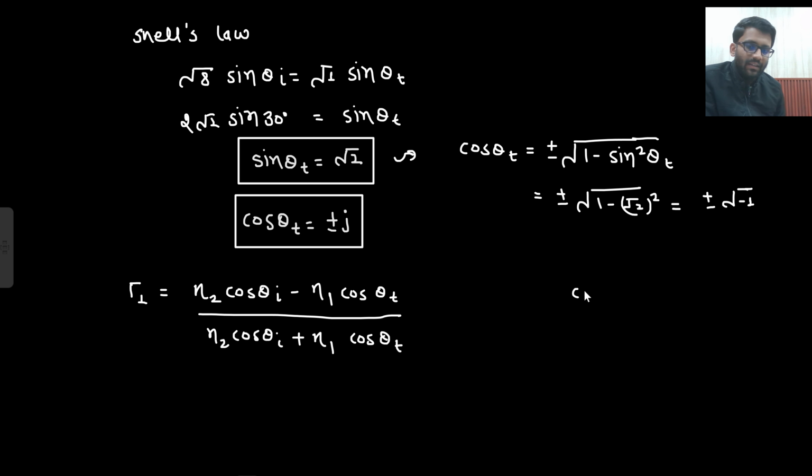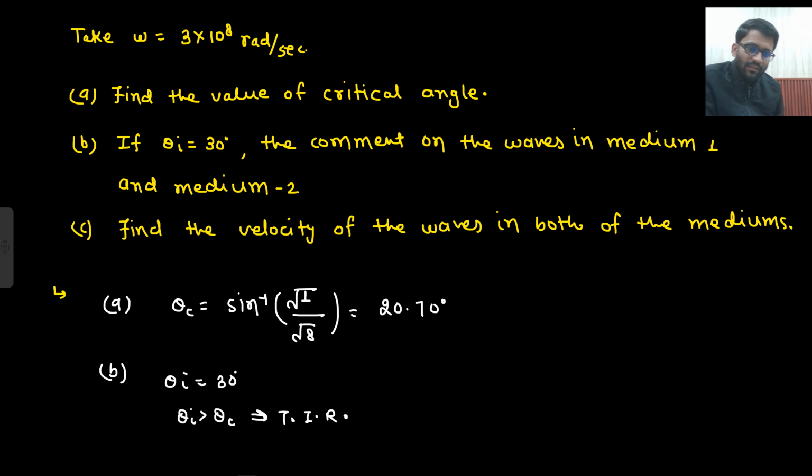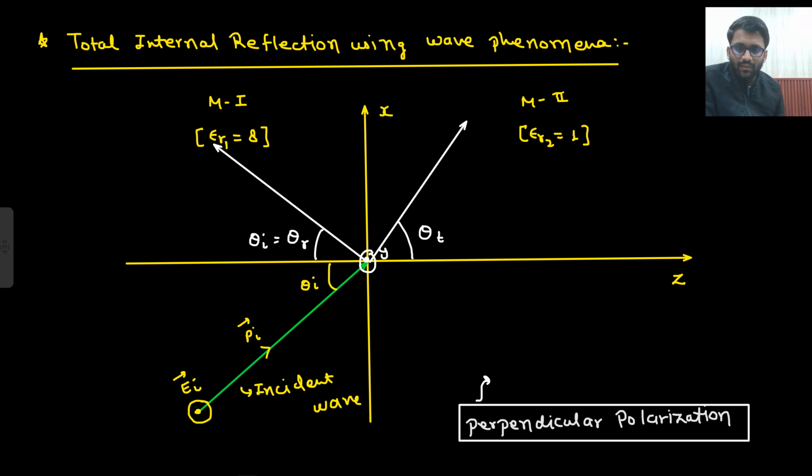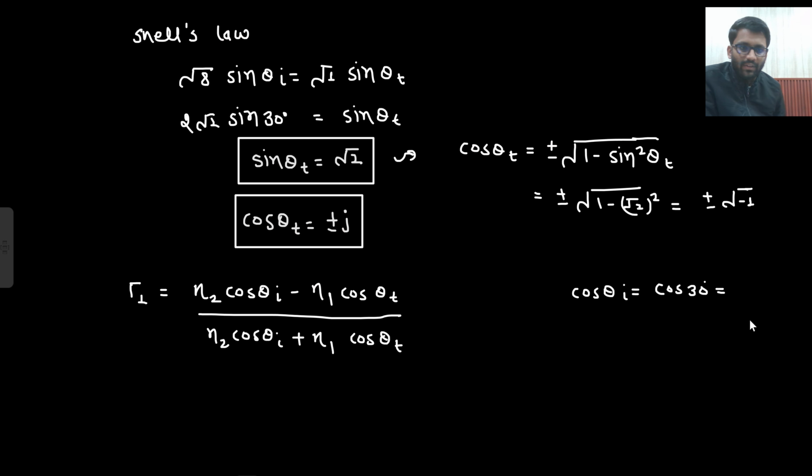What is your cos theta i? Cos theta i is cos 30. The incident angle is 30 degree only, no? Incident angle is 30 degree we are taking. So cos 30 is under root 3 by 2.